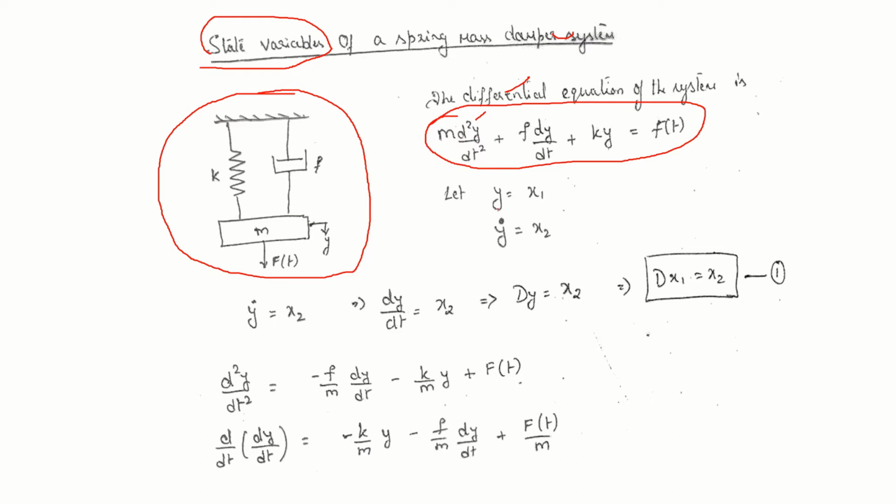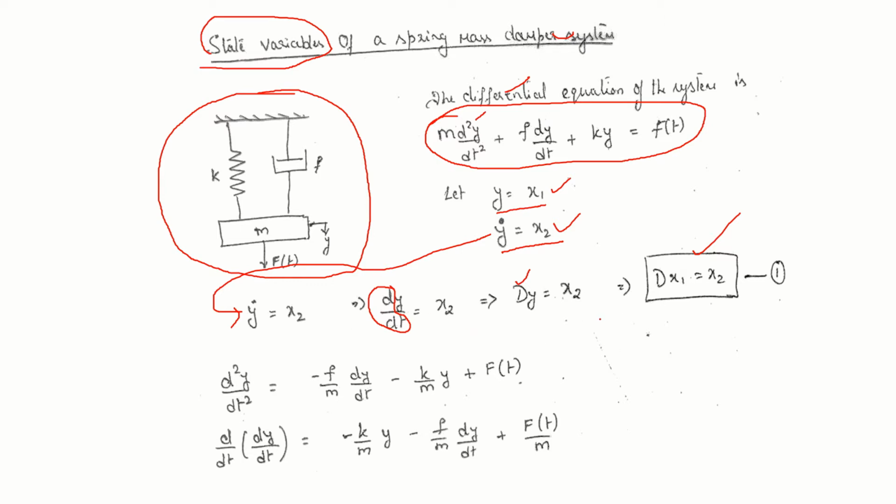For that, let me call y equal to x1 and y dot equal to x2. There are two second order, so choose like this: y equal to x1, y dot equal to x2. I'll tell you what these x1, x2 are. So now you take this y dot equal to x2. Y dot is nothing but dy by dt is equal to x2. You know the d by dt part you represent by capital D. So capital Dy is equal to x2. So y is nothing but x1, bring that x1. So it is Dx1 equal to x2.